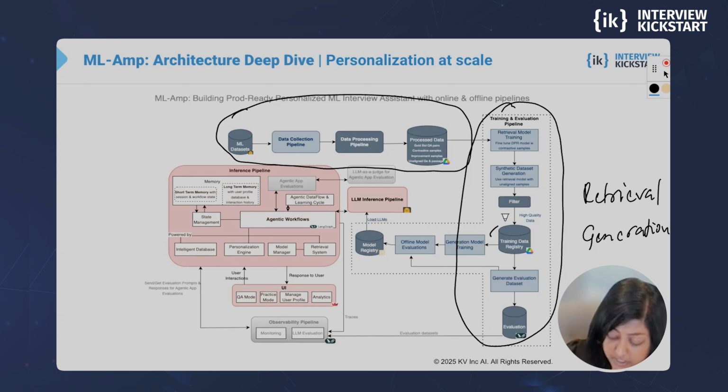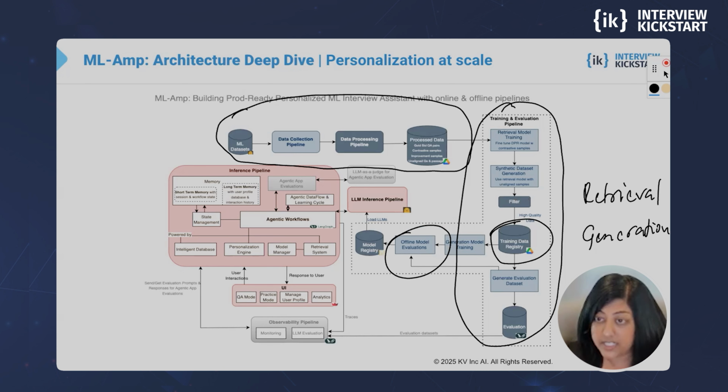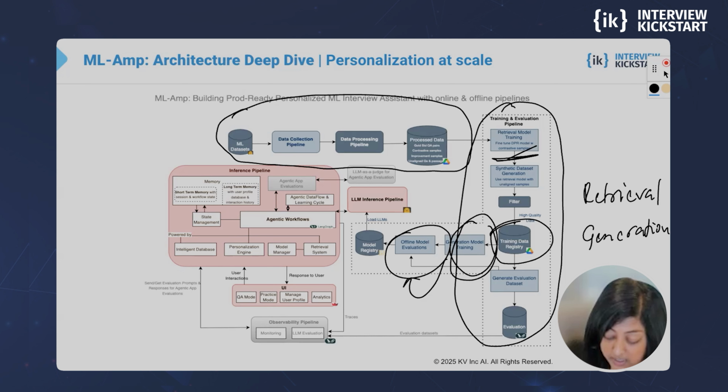Okay, so I have the training data registry here, and I also trained the generation model and evaluated each of the models. The retriever that I trained as part of this and the generation model that I trained were all evaluated in an offline mode before I chose to deploy the best of these models into production, right?